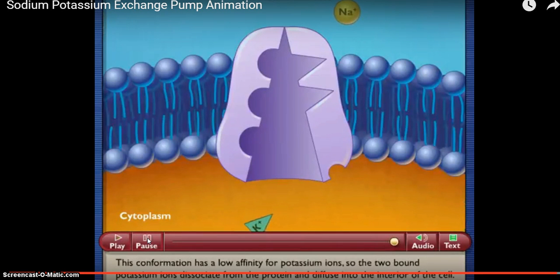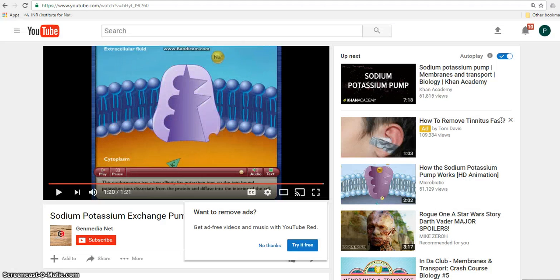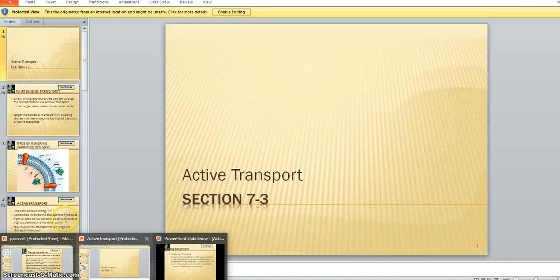Okay, so those positive triangles, they had K+, those potassiums, they got pumped from this blue part outside the cell through this protein, used energy, and got pumped inside the cell. So that's what we're talking about. Sometimes a cell needs to do that. It needs to move things that won't normally be moved, and it does that by using active transport, these molecular pumps.